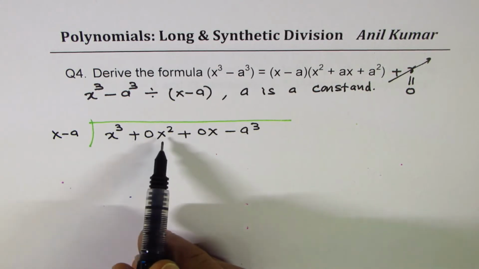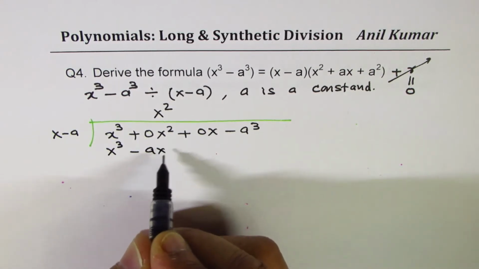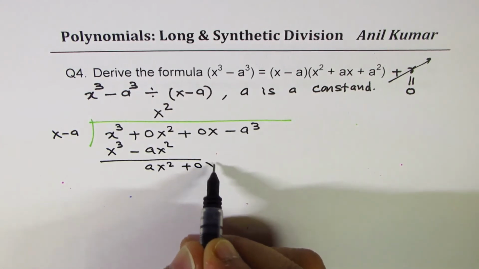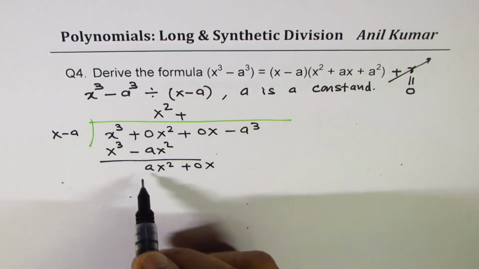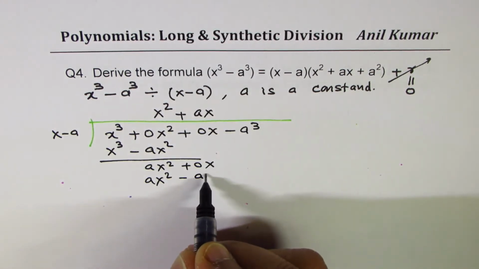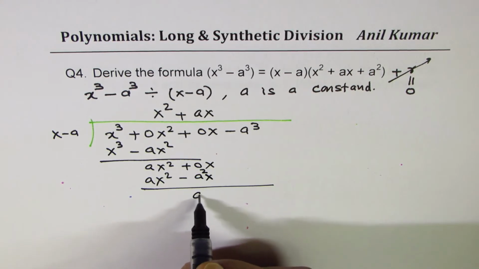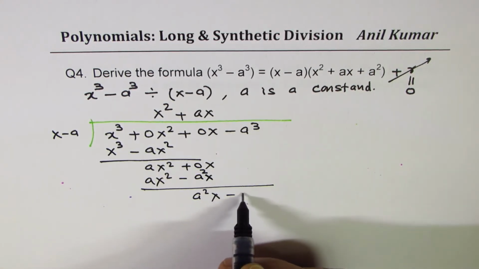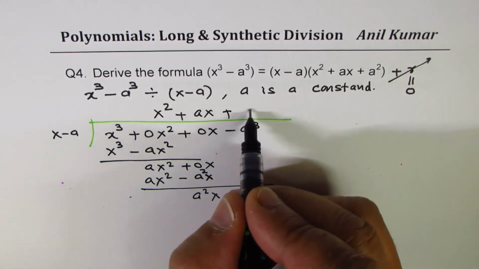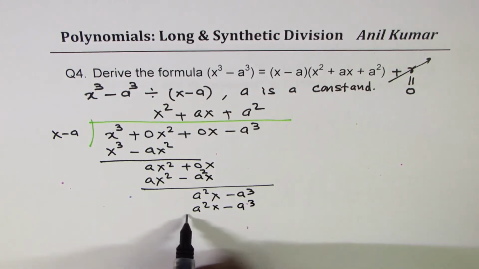So in the quotient, taking these two terms, we get x squared. So when you divide, we get x squared minus ax squared. And when you take away, we get ax squared plus 0x. So we have to multiply by ax. That gives you ax squared minus a square x, right? And that gives you a square x. Bring down the next term, which is minus a cube. And that should go times a square, right? So when I write a square, we get a square x minus a cube, and the remainder is 0.